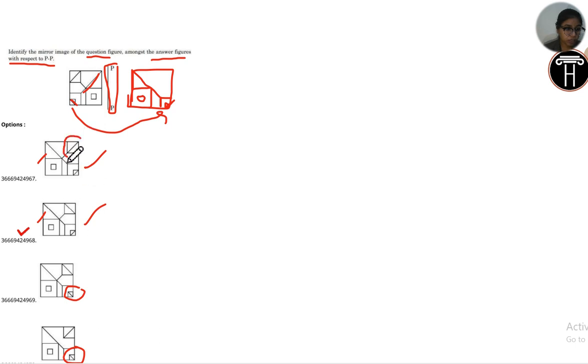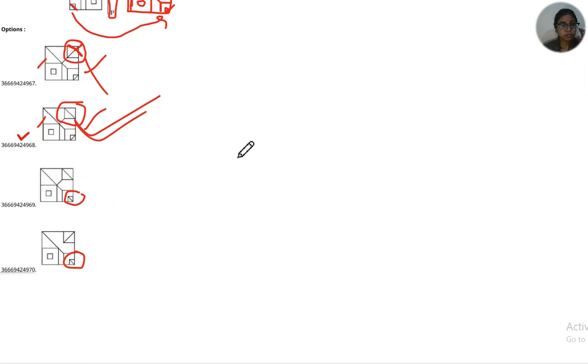Now look over here, you have your main element. When you draw the mirror image of this one, it will be like this. So option B is correct and A is wrong. Actually it would be like this, then it would be correct. Here you have no line, but in option A it is showing a line. That's why A is wrong and B is your correct answer.